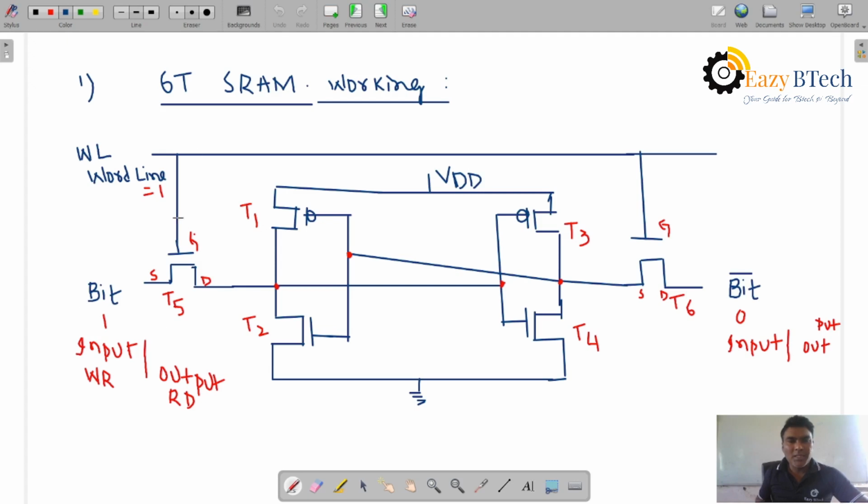When word line is high, write operation we are applying to this bit line. Now transistor T5 is on, transistor T6 is on. Bit and bit complemented, both are on. Now the data we are applying, bit complement is 0. Bit 1 is passing through this one. Now T4 is on for bit, and for bit complement T1 is on, right?